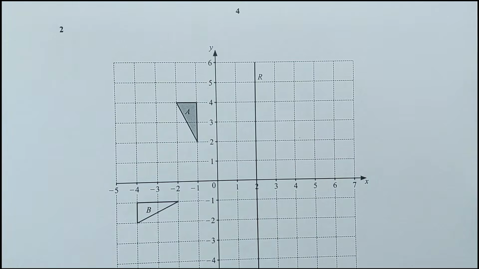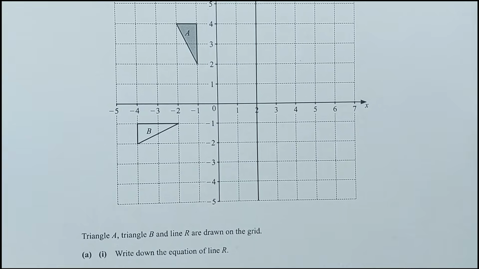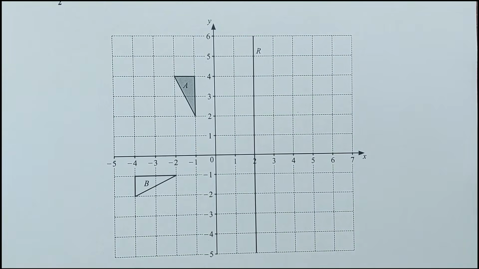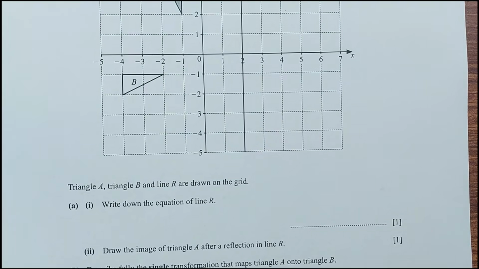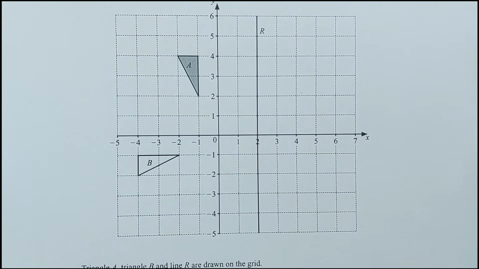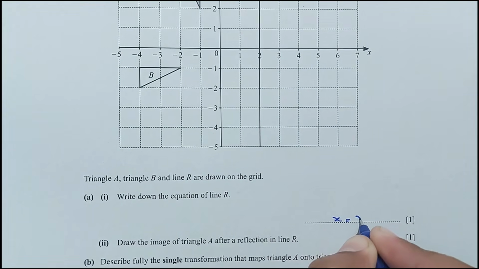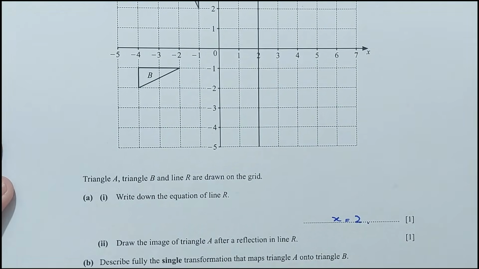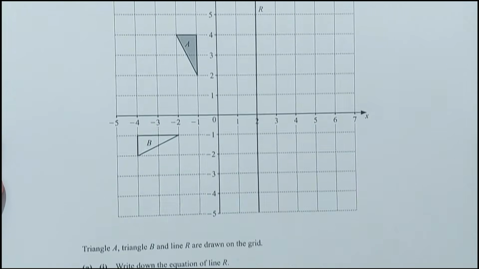Right. Question number 2. Triangle A and triangle B and line R are drawn on a grid. Okay, we have given A, B and the line R. All right. Part A, number 1, write down the equation of line R. So equation of line R is x equals to 2. Right. Now for part B, draw the image of triangle A after a reflection in the line R.